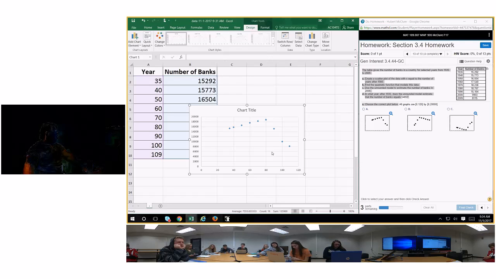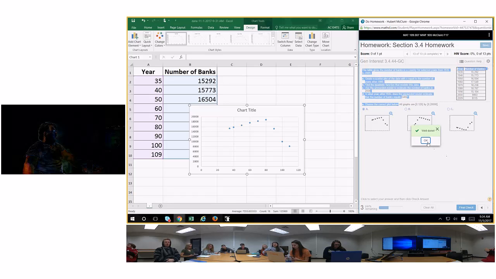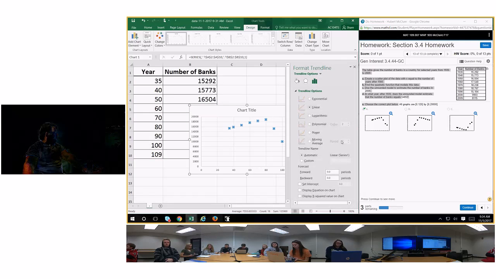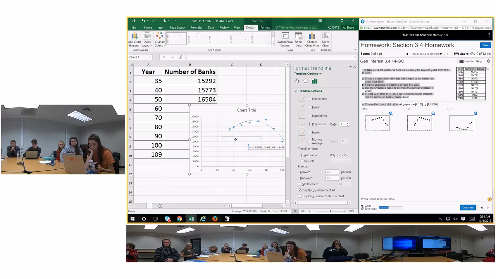That's what it looks like. So you're looking for a humpback look, a dog leg. Now it says find the quadratic. So I'm going to take my handy dandy right click, hit trend line and hit quadratic, which is polynomial, and display. And there it is.